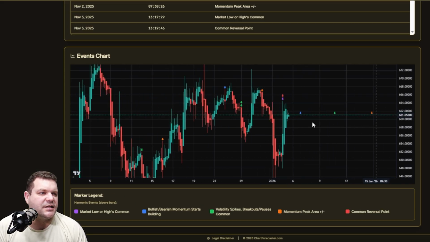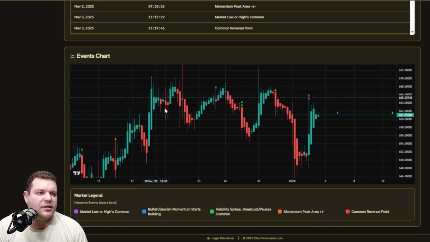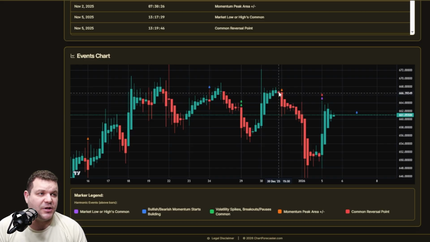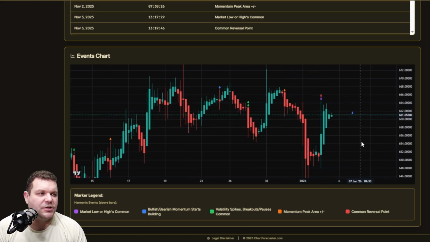So with that said, you can see there is a tremendous head and shoulders here. And if you are using Chart Forecaster and can maybe identify in advance that, hey, guess what? We've got the left shoulder, the head. We're seeing that right shoulder build out. Maybe this is the momentum peak area that chartforecaster.com was telling you about. Maybe it's time to go short and fill out that right shoulder.